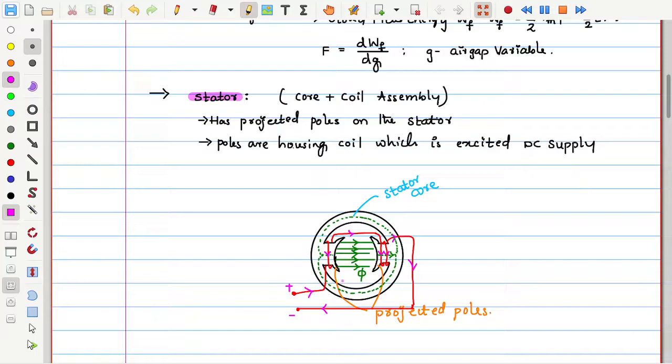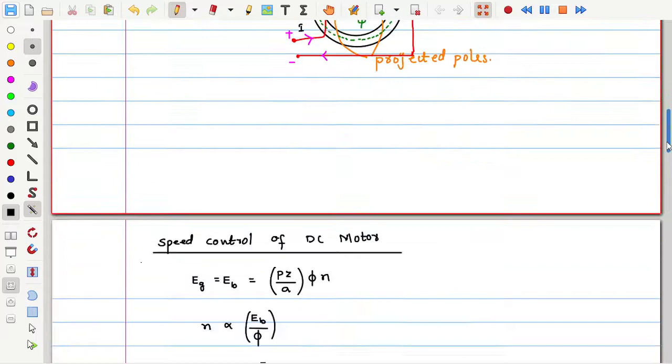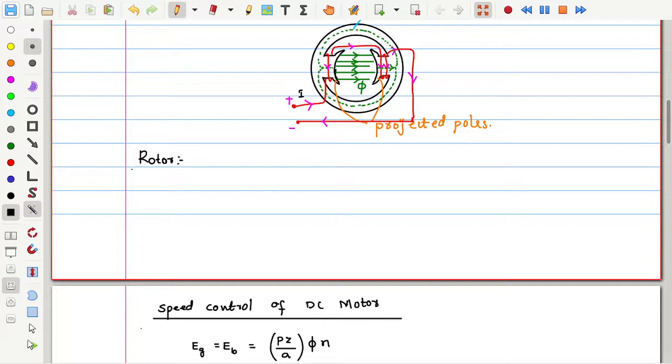Once we pass some current, I ampere, through this coil, we know that when a conductor carries current, it definitely produces a magnetic field. That is the stator, the core and coil assembly, which is responsible for production of the flux. Now, the second element is the rotor. It is a structure which supports the conductor to rotate inside this magnetic field. The rotor structure I described in previous sessions, you can refer back.